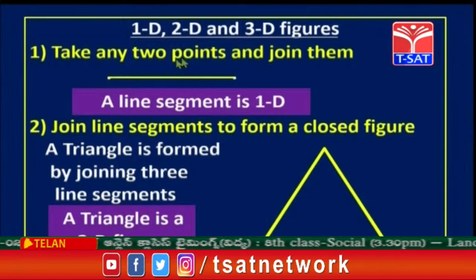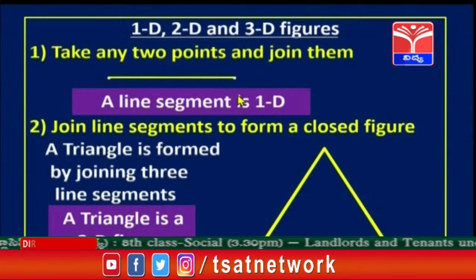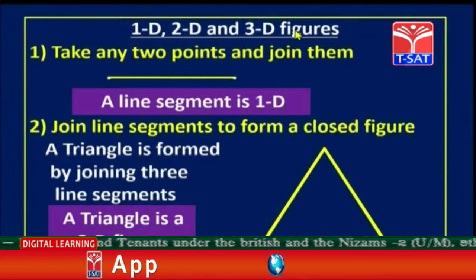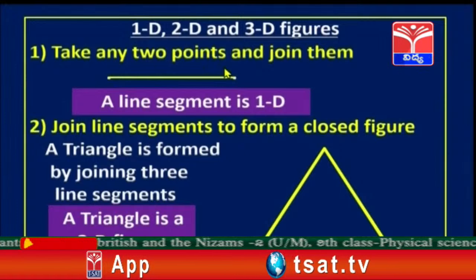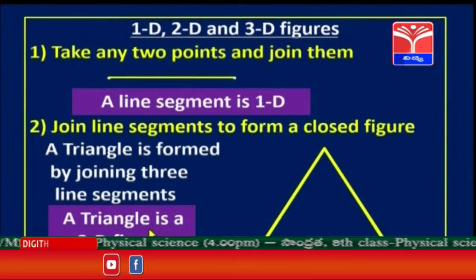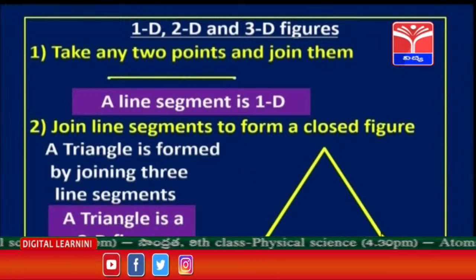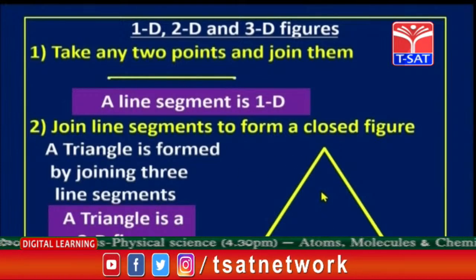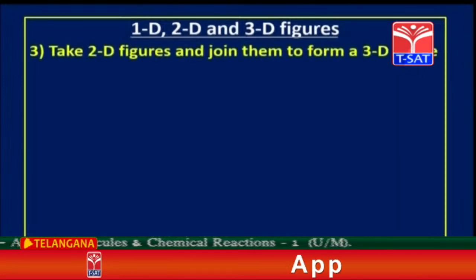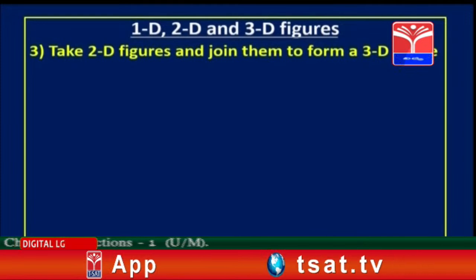Children, when we join 2 points, we are getting a line segment which is 1-dimensional, and here a point is not having any dimension, but when you join 2 points, you will get a line segment which is 1-dimensional, and when we join these line segments, we will get a closed figure. Here we are getting a triangle which is a 2D figure. Now, what you have to do children? Take 2D figures and join them to form a 3D figure.